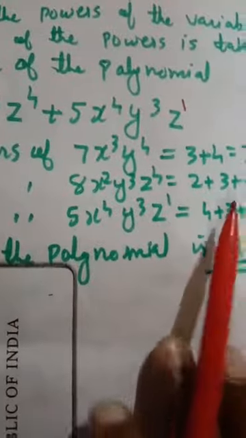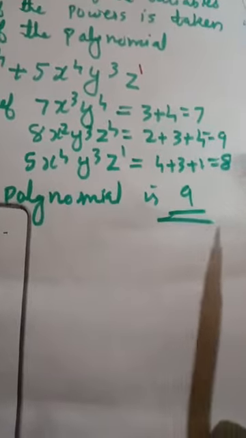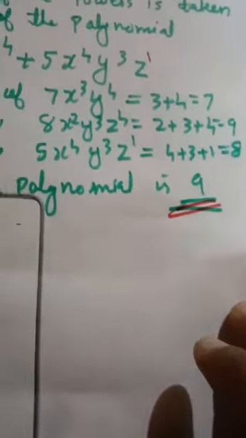Sum of the powers of 7x cube y raised to 4 is 7. Sum of the powers of 8x square y cube z raised to 4 is 9. And 5x raised to 4 y cube z raised to 1 is 8. So the degree of the polynomial is 9.